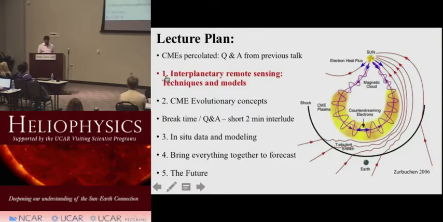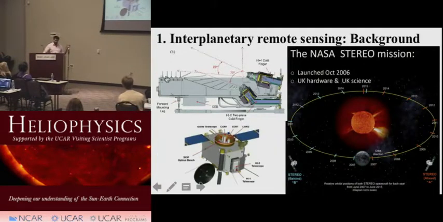So I'll try to quickly go into the basics of remote sensing, techniques and models. I want to highlight what these big wide cameras are, and just quickly go over what the STEREO mission is doing, in case you aren't particularly familiar.